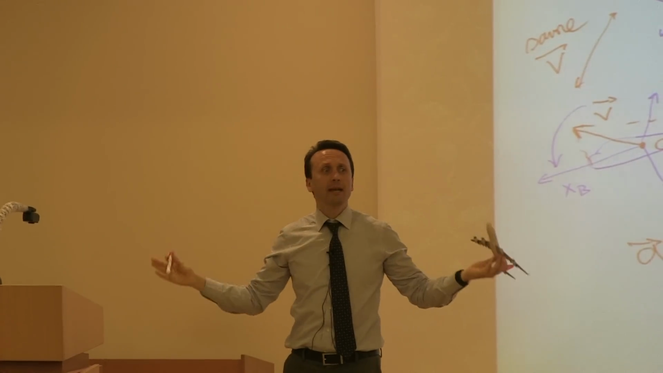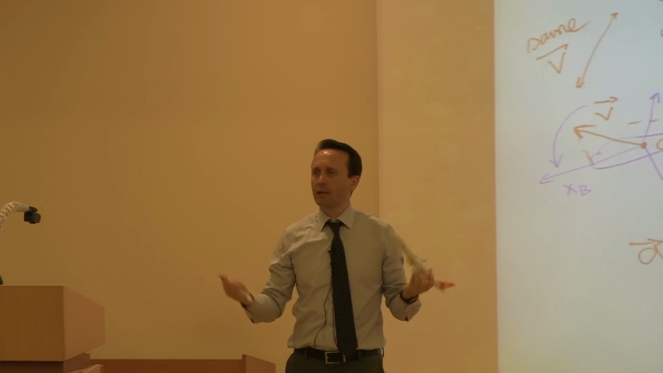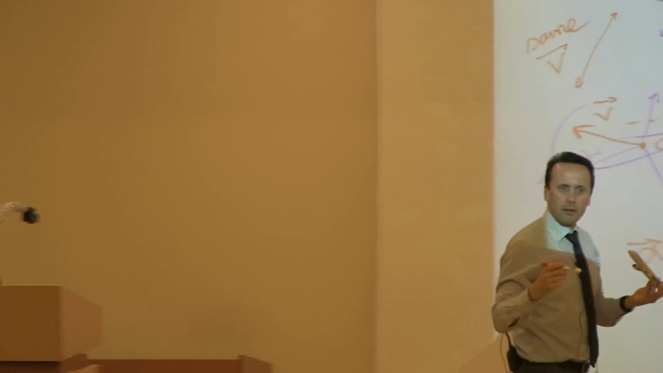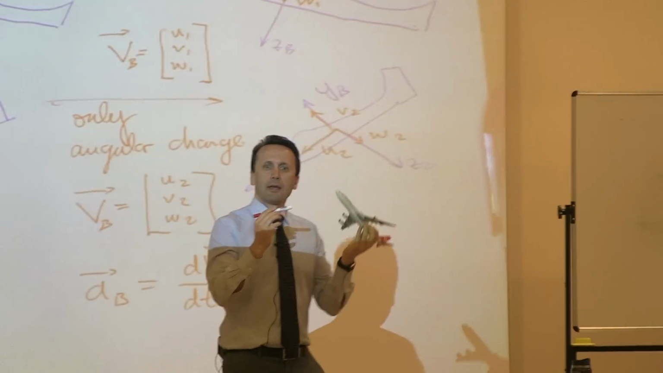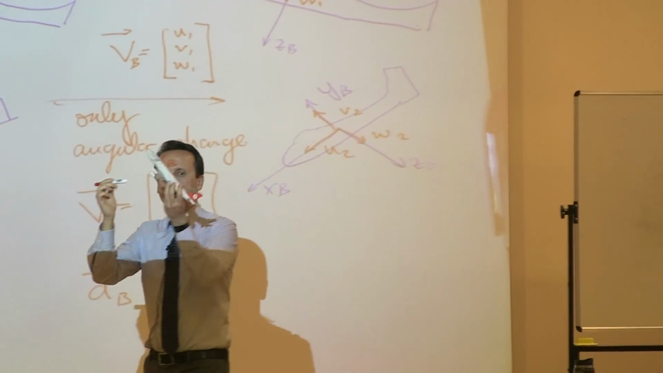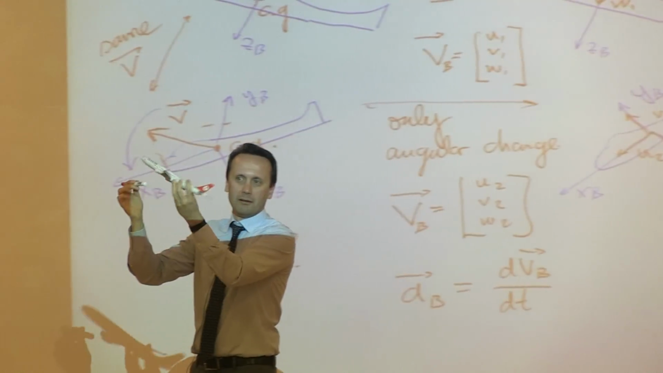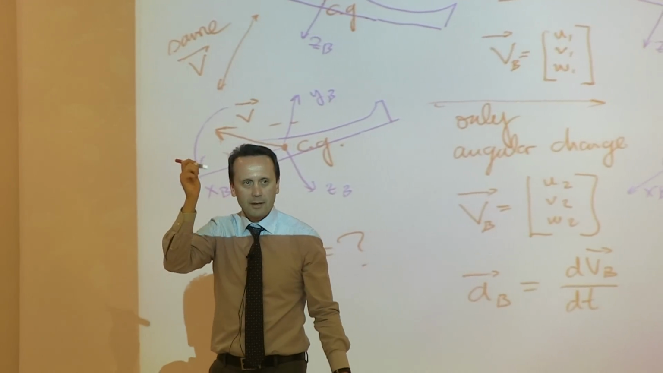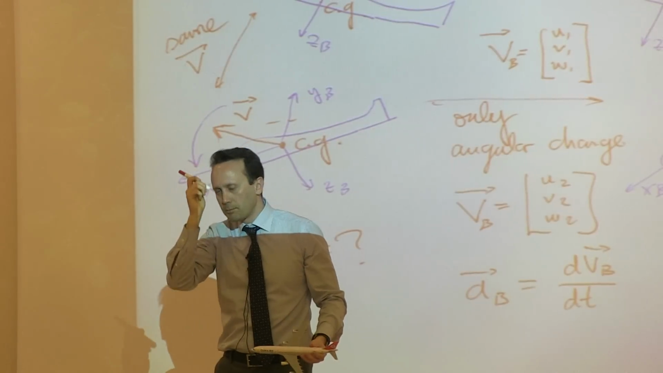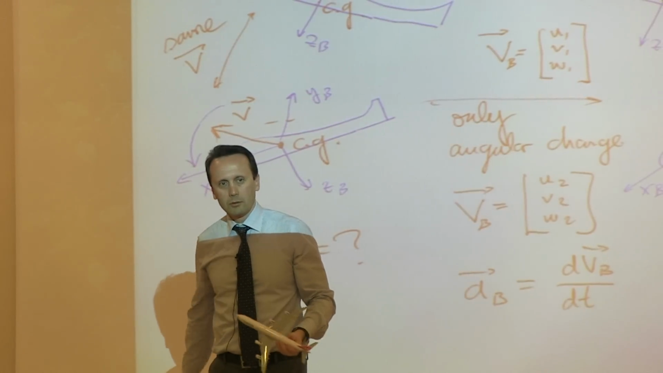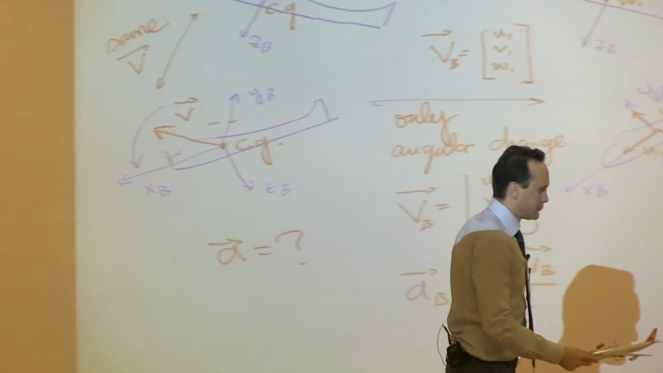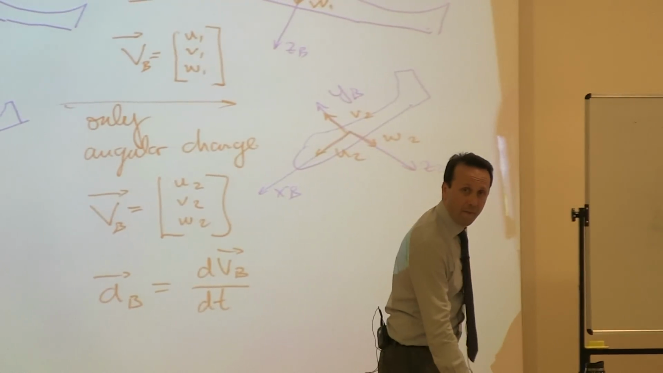I'm not talking about angular acceleration, angular velocities, anything like that. The translational acceleration is 0, ladies and gentlemen. Because the velocity vector of the CG is pointing in the same direction, it's not changing magnitude.